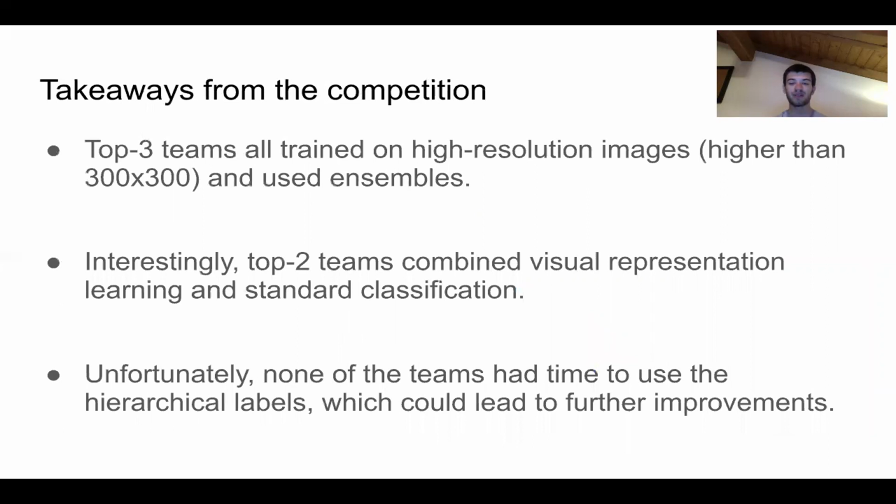Here are some of the takeaways from this year's competition. The top 3 teams all trained on high-resolution images and used ensembling techniques. Interestingly, the top 2 teams combined visual representation learning together with standard classification to achieve better results. Unfortunately, none of the top teams had time to use the hierarchical labels, which could potentially lead to further improvements.